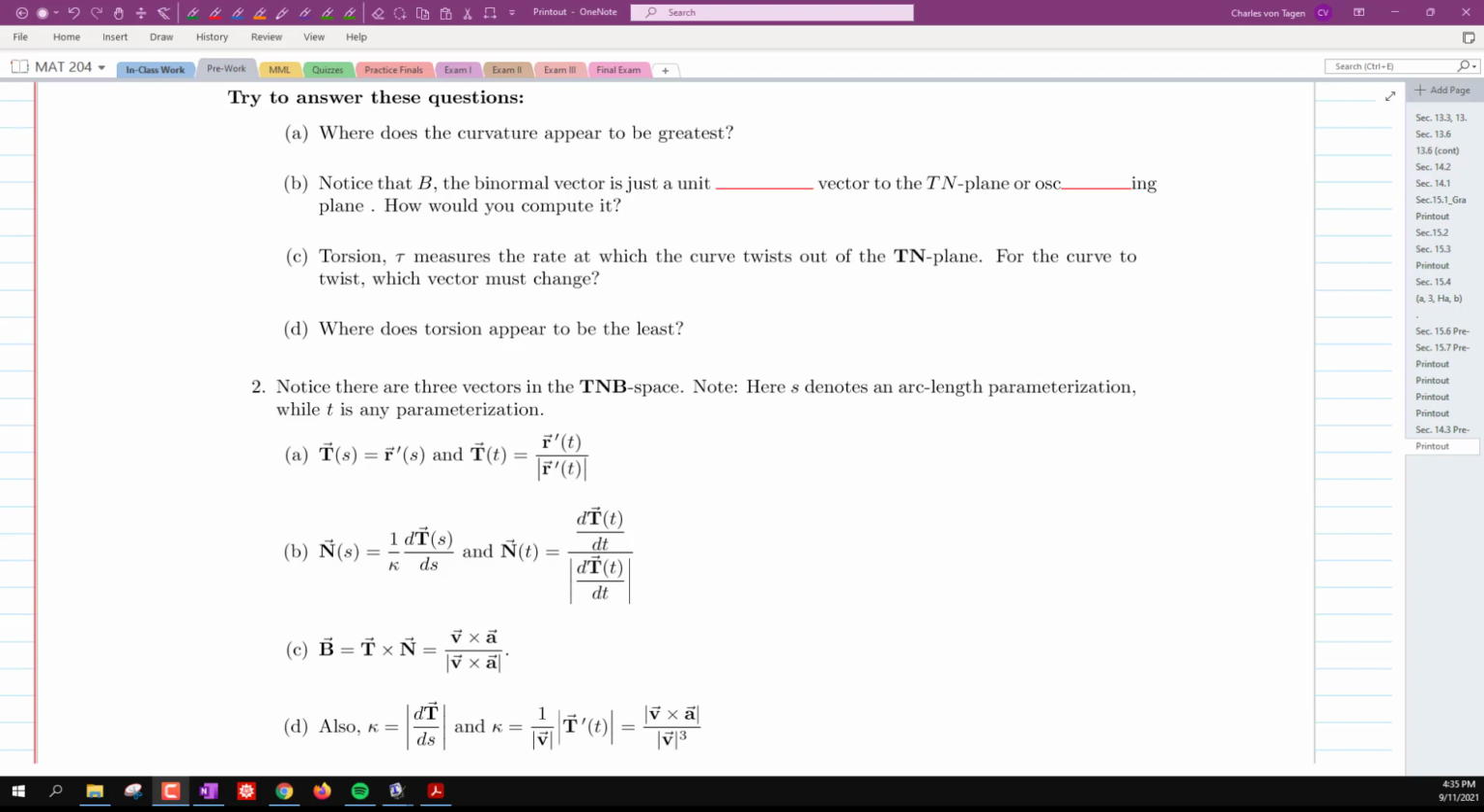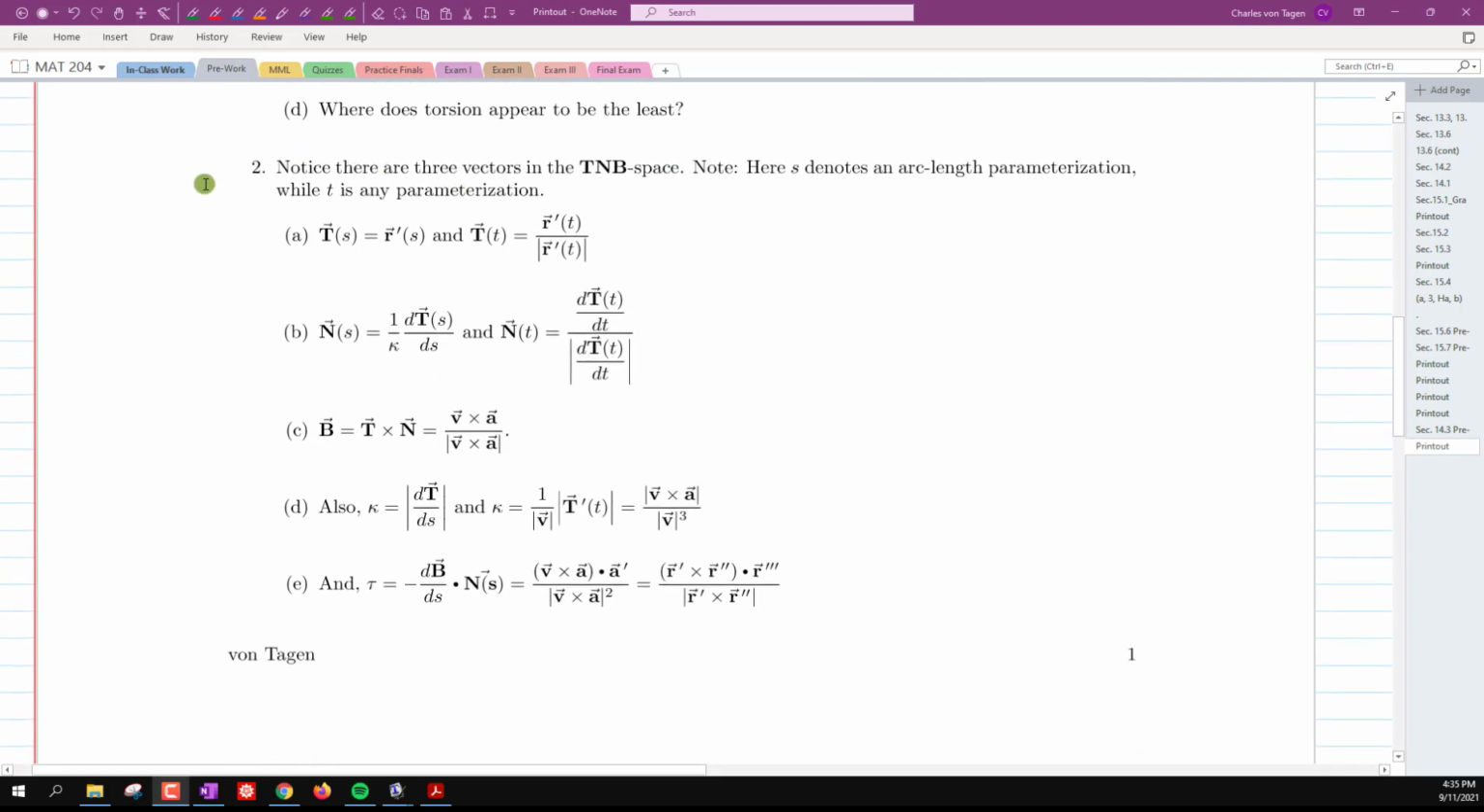So folks, we've done all the heavy lifting for this in the previous video, which was very lengthy, but now I think we're ready to really run with these ideas. So here I have summarized all of the important formulas for the TNB frame, as well as the formulas necessary for computing curvature and torsion. So this is a handy reference for you.